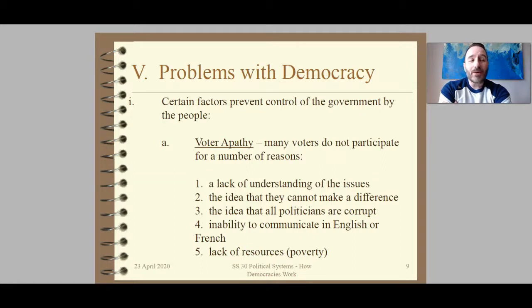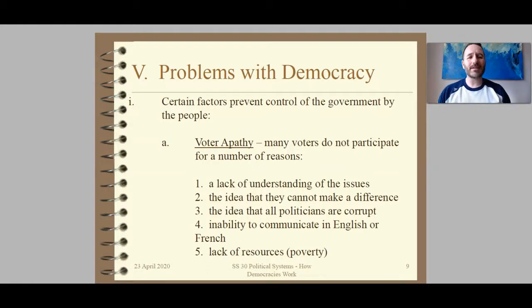If you don't care about democracy, I guarantee you there's someone who will try to minimize your vote as quickly as they can. So it says there are many reasons why voters don't participate in elections, right? Lack of understanding of the issue. Maybe they can't get there on the day of the election. They don't have a car and the polling station's not convenient to get to. Maybe they don't speak English or French. Lack of resources like poverty. You don't own a car. There's a number of reasons.